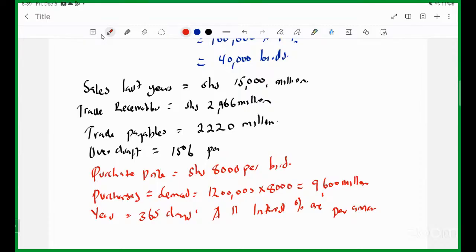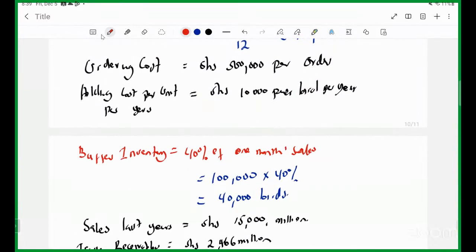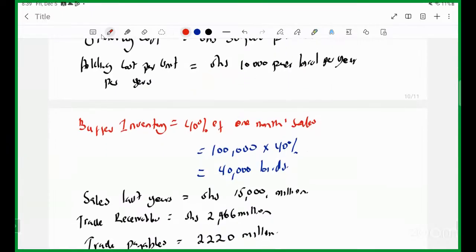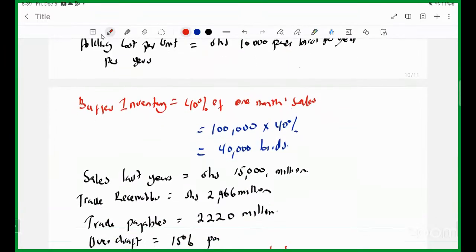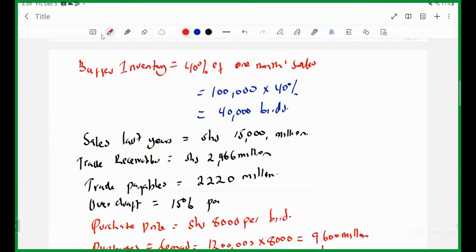Yes, please. I lost you after you had talked about buffer stock. That's why I'm asking you to scroll back a bit. Sorry, we got buffer was 40% of 1 month sale, which was 100,000 times 40%. We got 40,000 bags. And the last year's sale, it was just a summary. We have not started computing. It's a summary. If you have the questions, we are summarizing the question. So I was just telling you that the things you need to pass this paper are more than just what? Knowledge. But anyway, let's first finish the question. We shall come back to that.